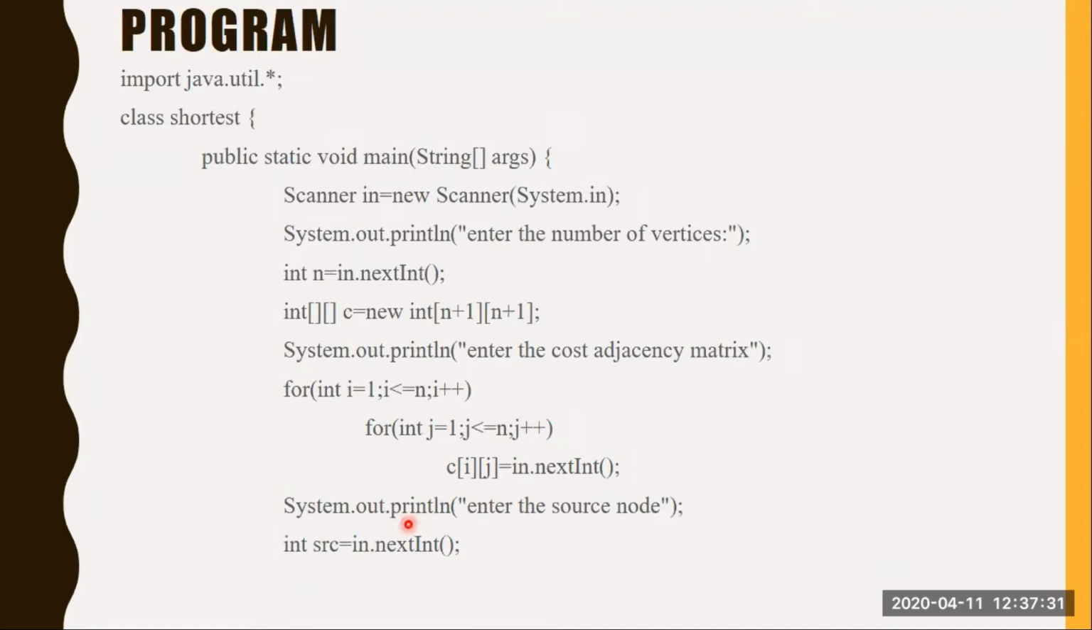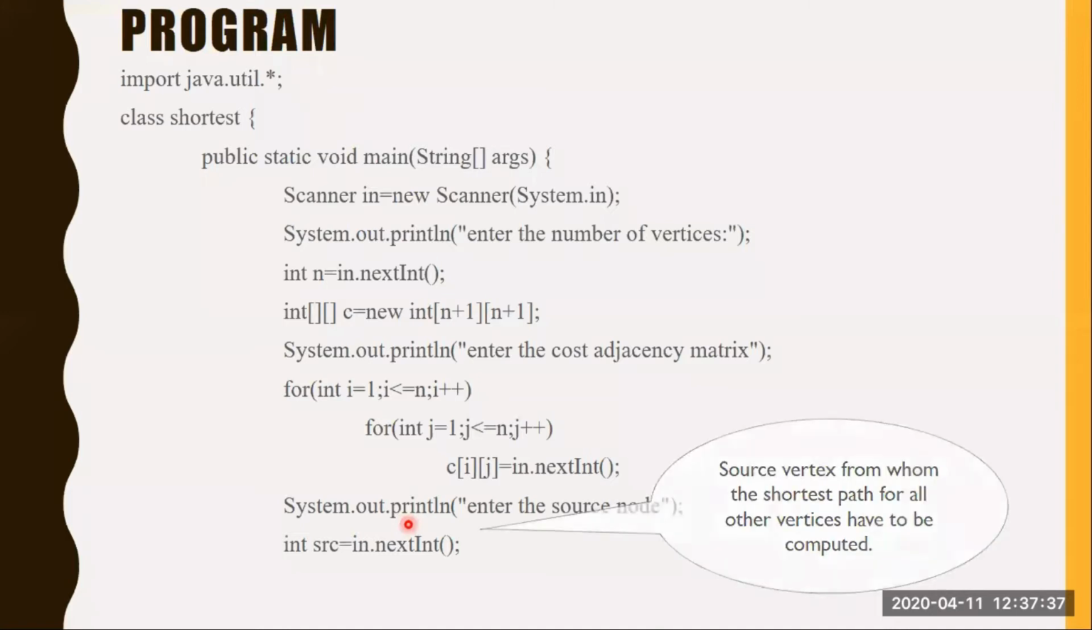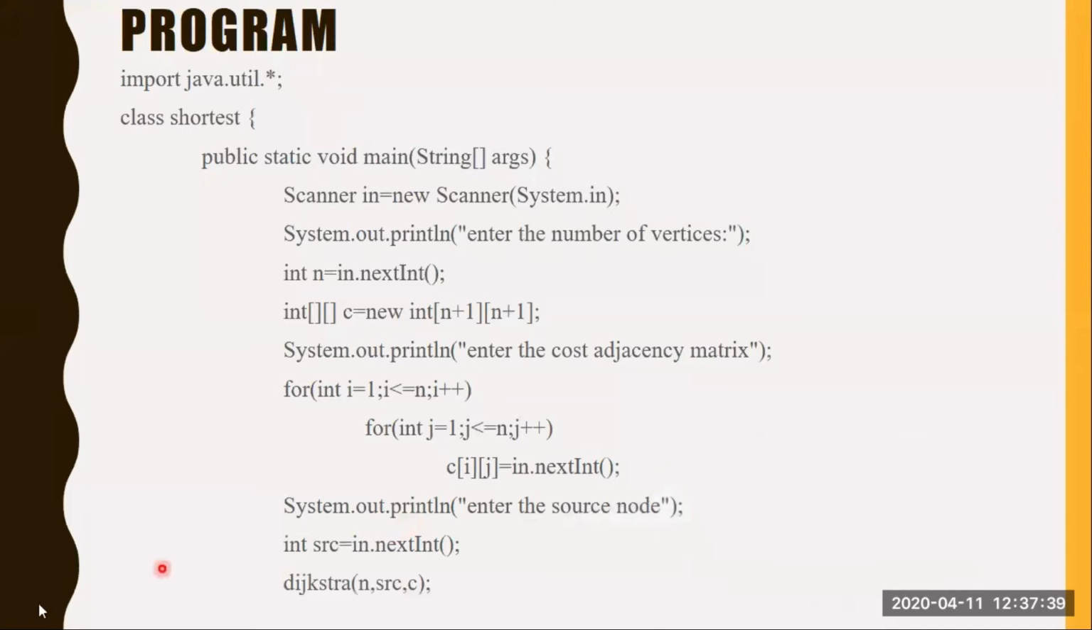In order to find the shortest path, the algorithm we are going to use is Dijkstra's algorithm. So basically, we are calling the Dijkstra's function, and we are passing the total number of nodes, the cost adjacency matrix and the source node, because all three are required for finding the shortest path.